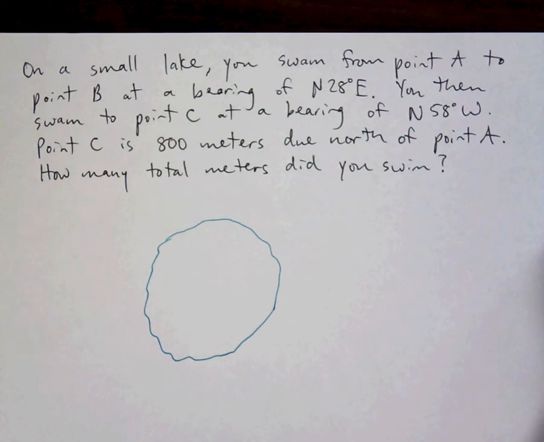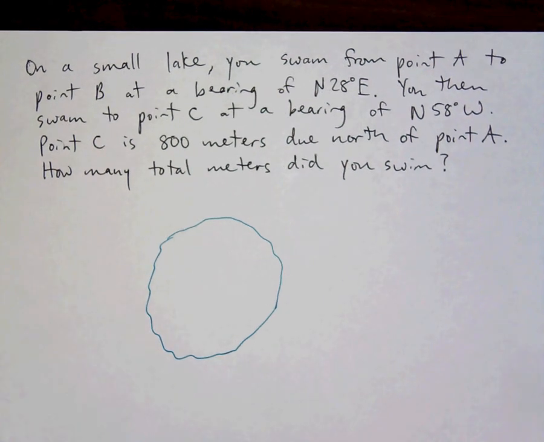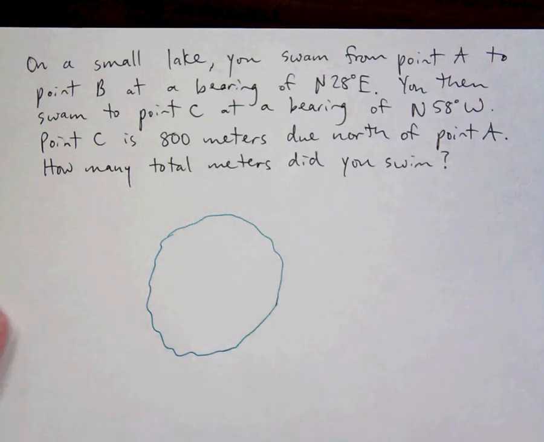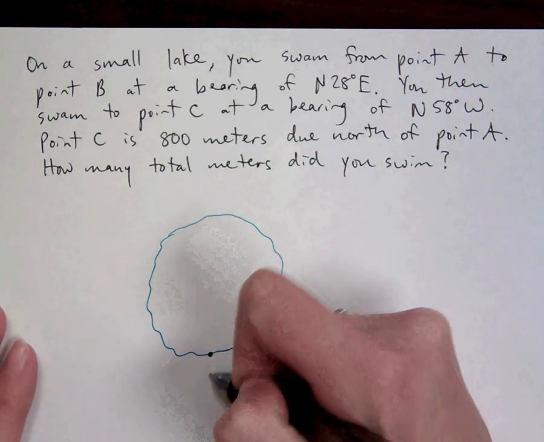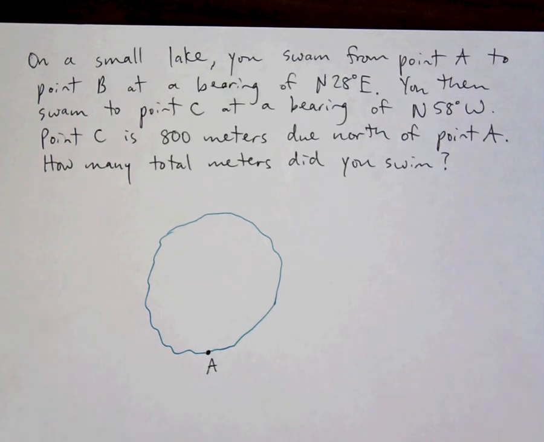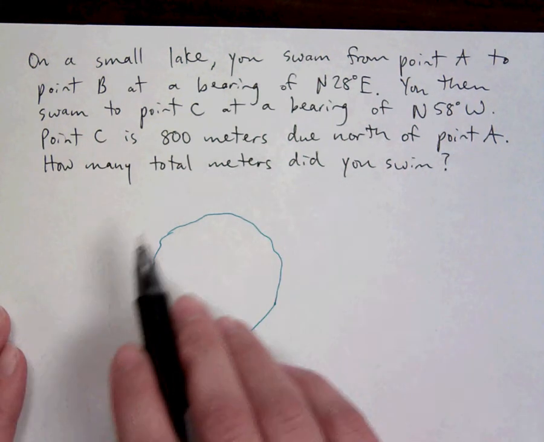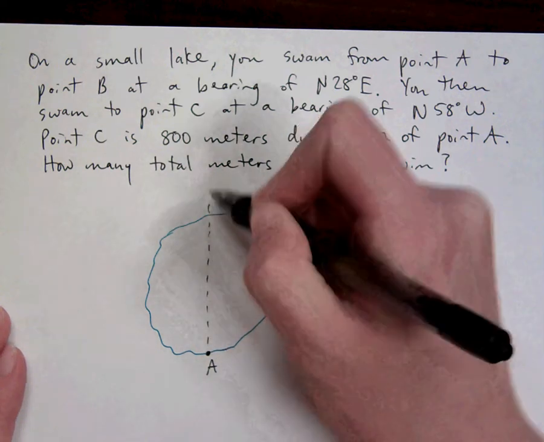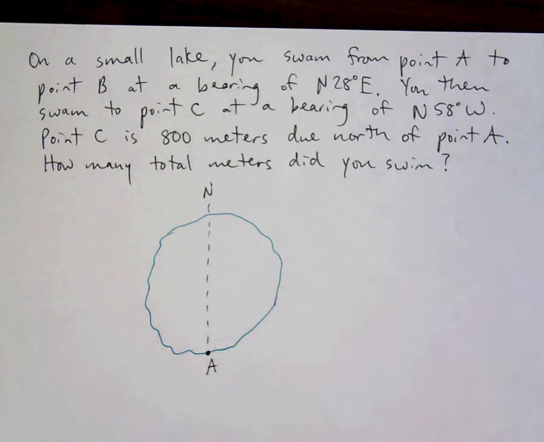You have to take in all the information here and understand that this last line, where it says point C is 800 meters due north of point A, means point A must be at the bottom of our picture. So I'm going to put point A down here on the lake shore, so that it makes sense that we're going across the lake. Again, it says you swam from point A to point B at this bearing. So I'll put in a line of north here, straight north, and I don't know how far it extends. I'm just making a dashed line to represent north.